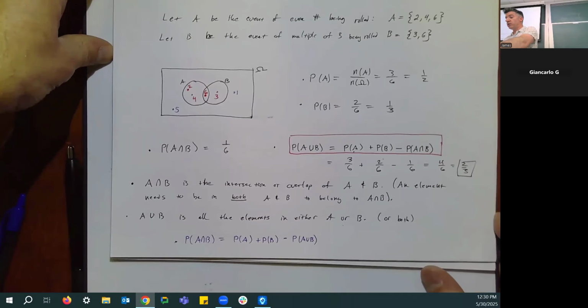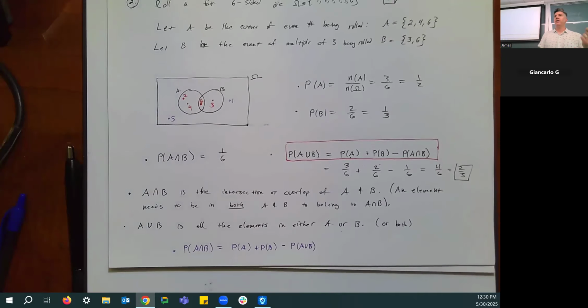Some other language things. When I think about an intersection, we usually use the word and. So if I want to find the probability of being A intersect B, I'm really saying I want to be in A and in B. Whereas if we say a union, we usually think of the word or, the inclusive or. I want to be in A or B or both. The or both is always implied, unless it is specifically said to not be implied. In this class, I don't think we ever talk about an exclusive or, so you're good to go.